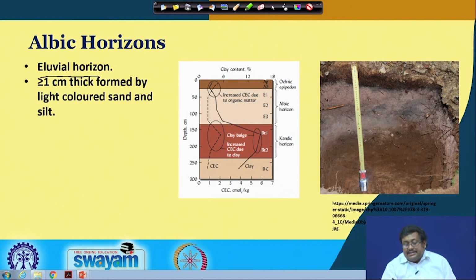So, as you can see, this is an example of this subsurface albic horizon, and here we are putting CEC on the x axis and the depth in centimeters on the y axis. So, obviously, at the top there will be ochric epipedon, and below the ochric horizon there is an albic horizon followed by candic horizon. So, again albic horizon is an important alluvial or subsurface horizon.